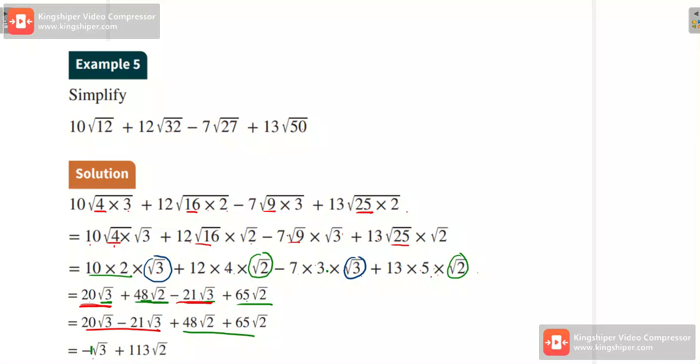Now, because here is root of 3 and here is root of 2, we cannot add the two. It's just like adding oranges to mangoes. When you add 2 oranges to 2 mangoes, what will you get? You will not get 4 oranges and you will never get 4 mangoes. You will still get 2 oranges and 2 mangoes. Therefore, negative root of 3 plus 113 root of 2, since they are all different sets, you will still get that same value. You cannot add. And that is the final answer.